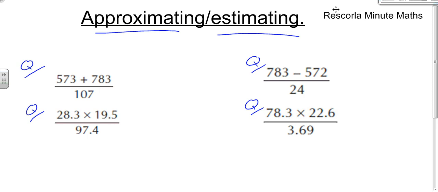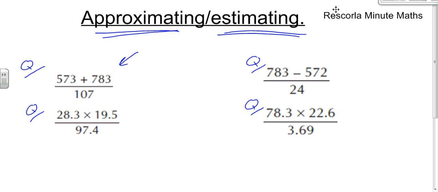Okay, if ever you see a question that says either approximate or estimate, what it means is that you have to round. So if you have a look at this first question here, if you actually did 573 plus 783 divided by 107, you'd get 0 marks. The whole thing about approximating or estimating is that you need to round it.